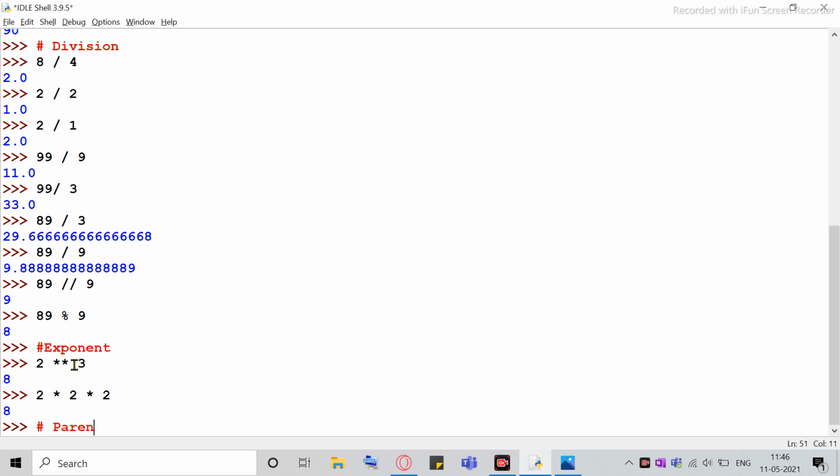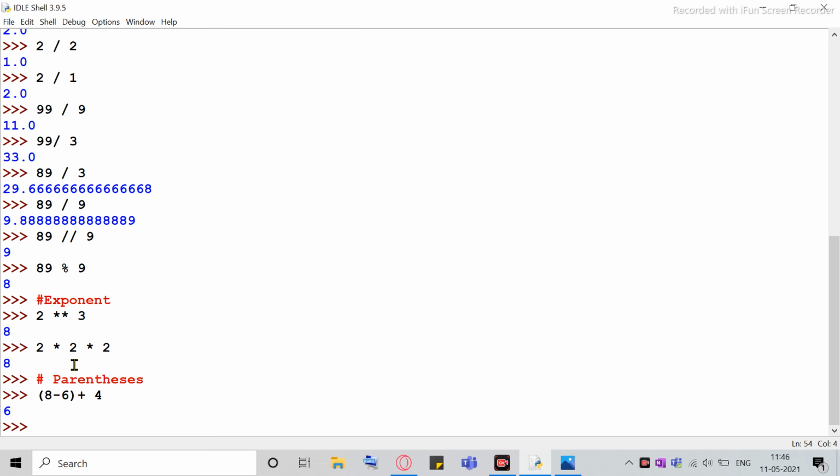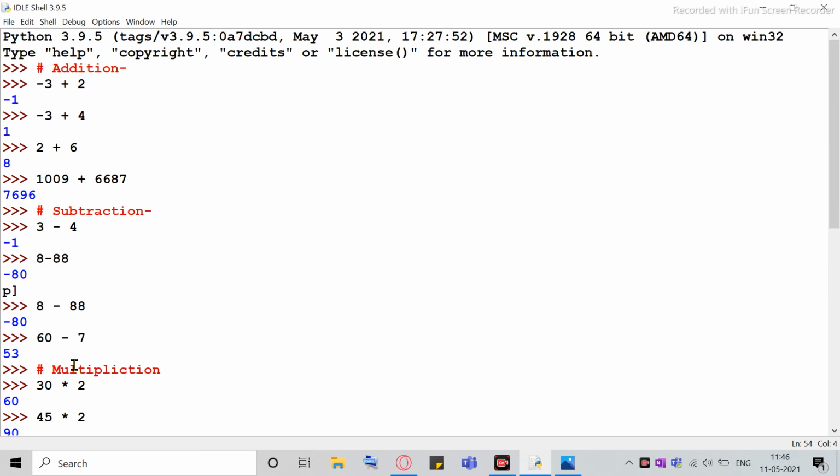And then we've got parentheses. What we do with parentheses is we can give 8 minus 6, and I'll add another parenthesis here, so 8 minus 6 plus 4. That should be 8 minus 6 is 2, 2 plus 4 should be 6, and we get 6 here. So this is how we use parentheses. I think that's enough for today.